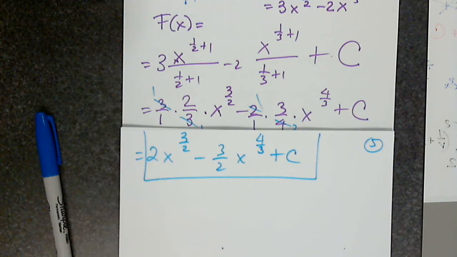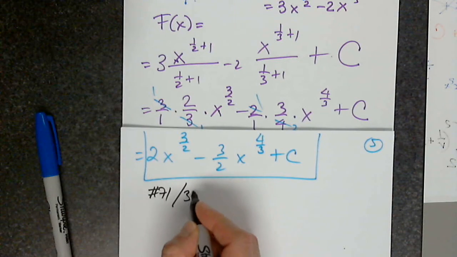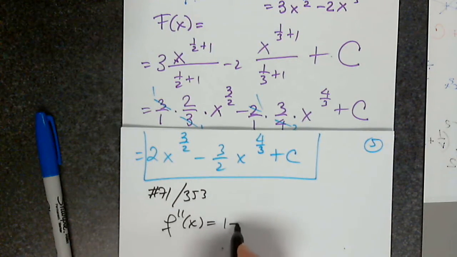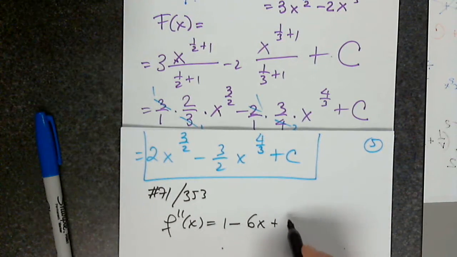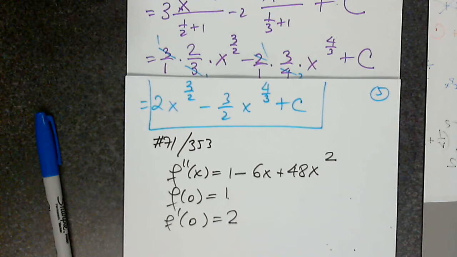Okay. Since we looked at similar problems that I wanted to go over, I would like to look at page 353, problem 71. And we have the second derivative of f of x, which is 1 minus 6x plus 48x squared. And we are told that f of 0 is 1 and f prime of 0 is 2. That's a problem that I want to work on.